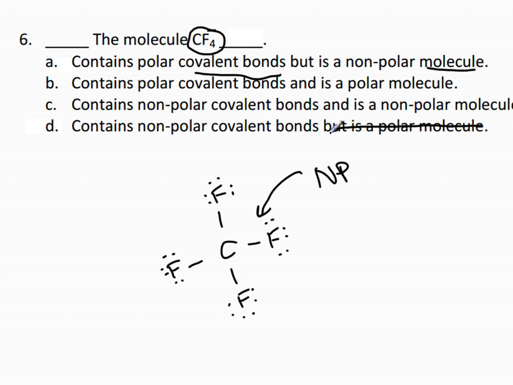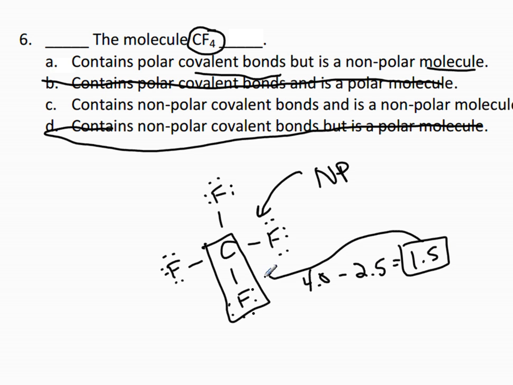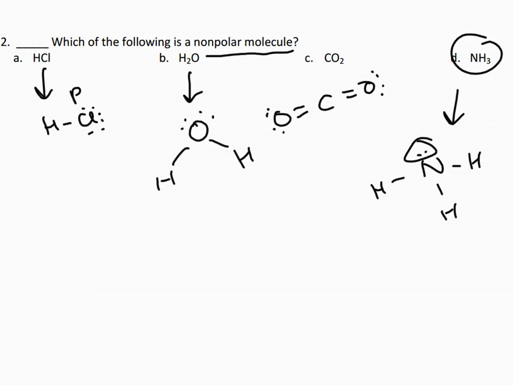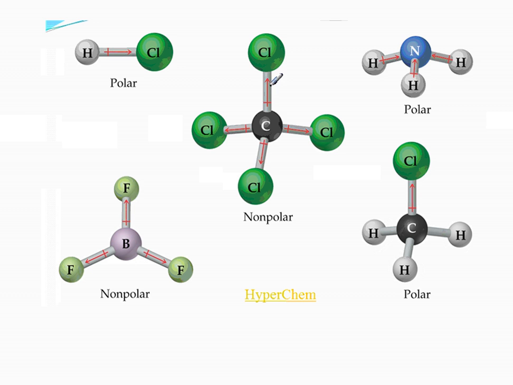So then I have to determine the bonds. When I go to determine the bonds, I just look at the individual bonds. They're all the same, so I'm going to do CF. F is 4.0, C is 2.5, the electronegativity difference is 1.5. Therefore, if you look at the scale, that is a polar bond. Each of these are polar bonds. Why is the overall molecule nonpolar? If you look, it's because of this. The fact is, they're polar, but they cancel each other out. When the terminal atoms are the same on the outside, the forces will cancel each other out, and overall the molecule is nonpolar.